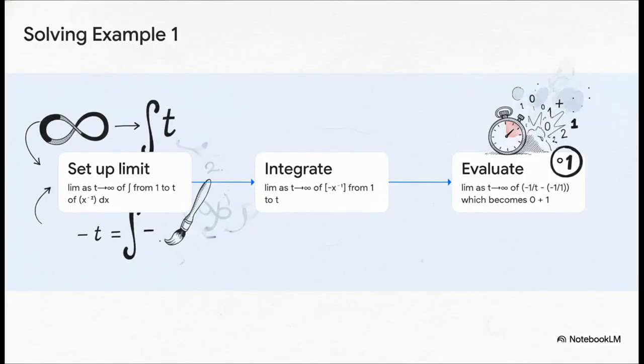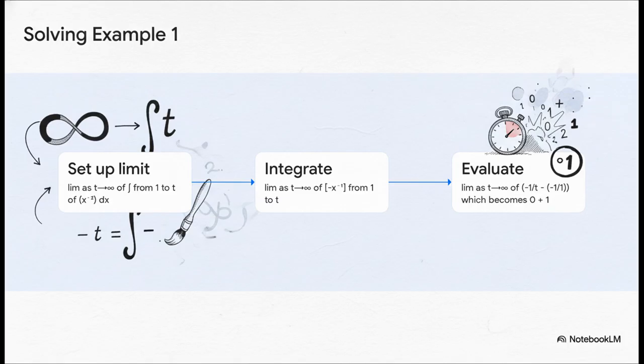Let's break this down. First, we replace infinity with t and set up our limit. Next, we integrate x to the negative 2, which gives us negative x to the negative 1, or just negative 1 over x. Finally, we plug in our bounds t and 1. Now for the crucial part, what's the limit of negative 1 over t as t heads towards infinity? Well, think about it.